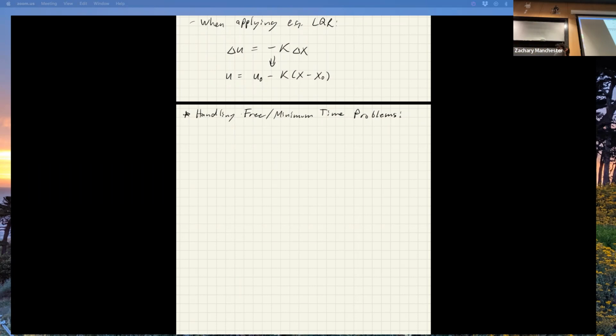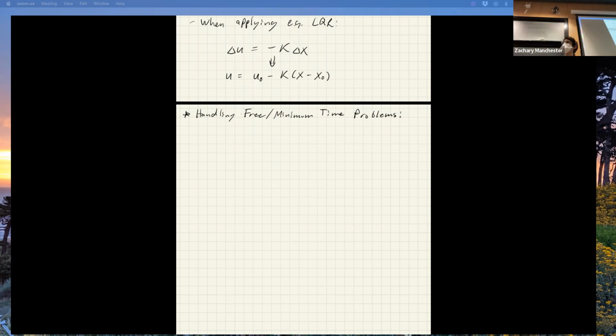So that's minimum time. In practice, those aren't used a whole lot because they do tend to do crazy things that are difficult to track in practice, basically run the system right up to its limits. You probably don't want to do that in real life for various robustness reasons and safety reasons. But the free time thing does come up a lot.